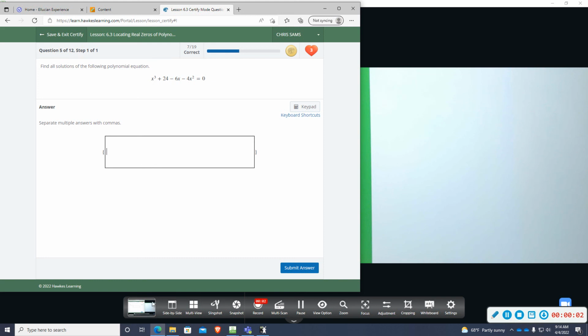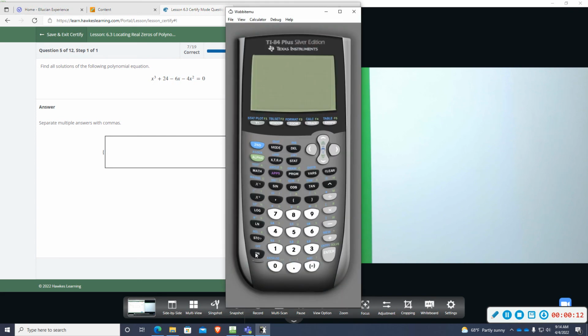All right, number 5. I'm just going to jump right into it. So I'm not going to reorganize it. I'm not going to find the rational zeros. I'm just going to use the calculator, and I'm going to graph it and find the zeros and then verify it with synthetic division. So I'm going to go to y equal. I'm going to clear out what I have, and I'm just going to type this just as it is.